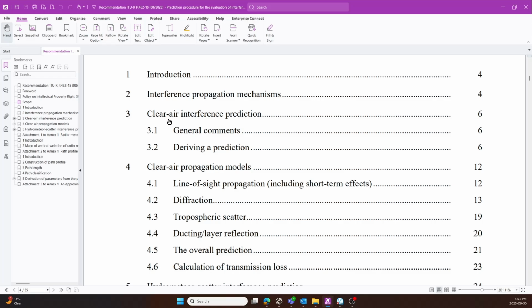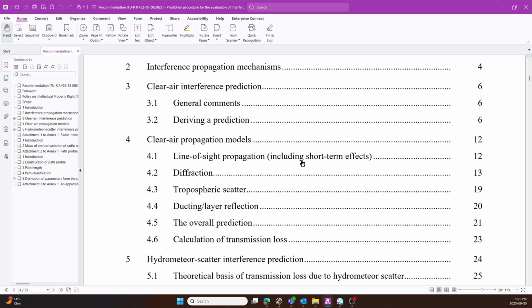If we briefly go look at this recommendation, it talks about the propagation mechanisms of the interference signal: the line of sight propagation, and the different types of loss that are considered for this propagation model: diffraction loss, tropospheric scatter, ducting, layering, reflection. These anomalous propagation modes sometimes strengthen or enhance the interfering signal into the receiver, and they should be considered in some cases, because they are important.